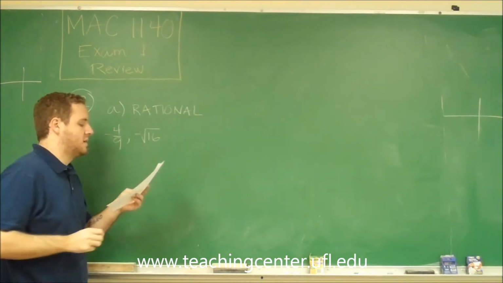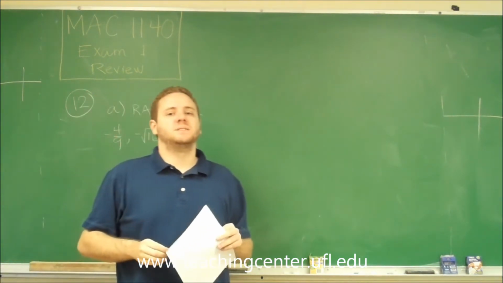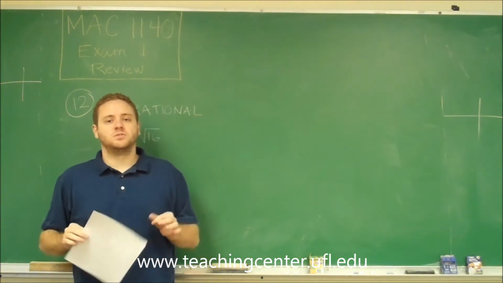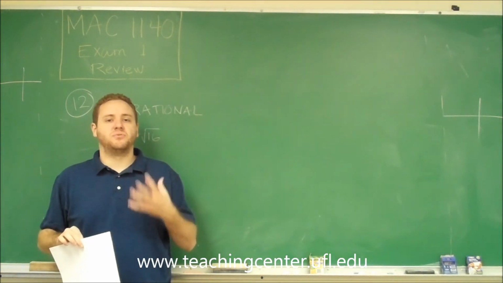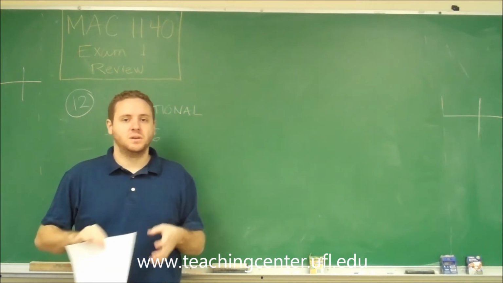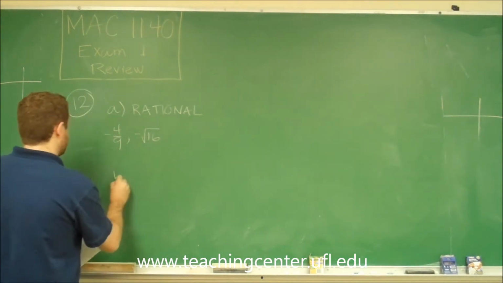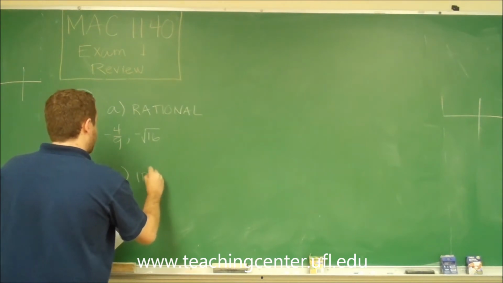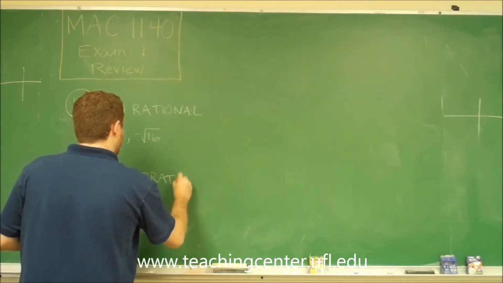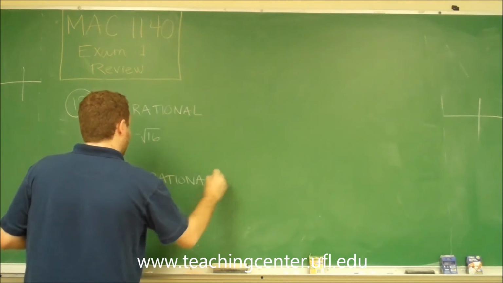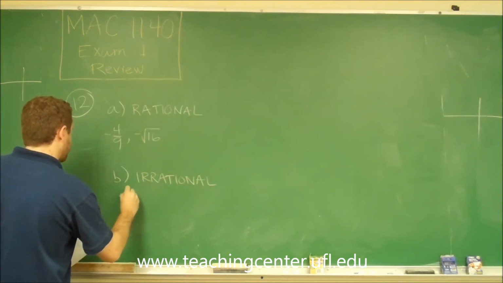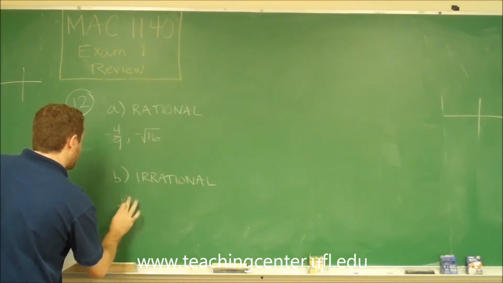Pi over 6. Pi itself is an irrational number. So we could not reduce this to a fraction made out of integers. So that is not a rational number. So let me just start writing an irrational category then. So we have pi over 6 for irrational.